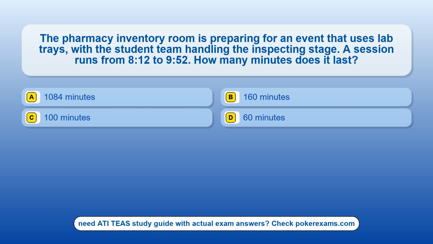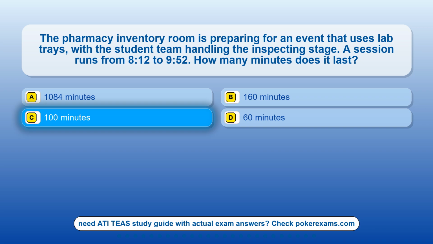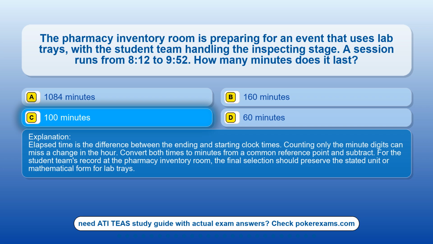Option A 1084 minutes. Option B 160 minutes. Option C 100 minutes. Option D 60 minutes. The correct answer is option C 100 minutes. Elapsed time is the difference between the ending and starting clock times. Counting only the minute digits can miss a change in the hour. Convert both times to minutes from a common reference point and subtract.